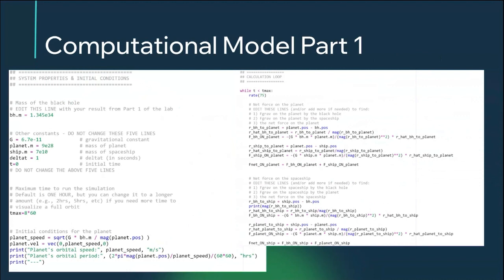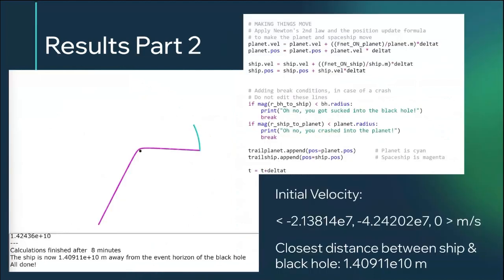So our initial conditions here, bh.m is the mass of the black hole that we found earlier, using the gravitational constant again, and then the mass of the planet, mass of the ship, and delta t is 1. We have all of our initial conditions. And then from there, we first find r, then we find r hat, using the gravitational force equation, and then we find F grav. After that, we will use the velocity update formula and position update formula to update velocity and position. And then here are our results. Our initial velocity turns out to be <-2.1e7, -4.2e7, 0> meters per second. The closest distance between the ship and the black hole is 1.49e10 meters.